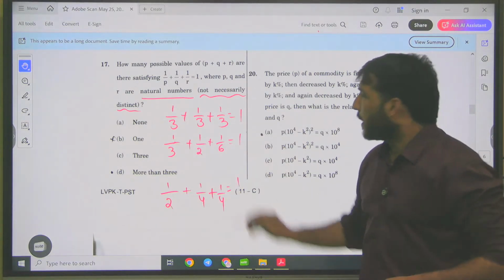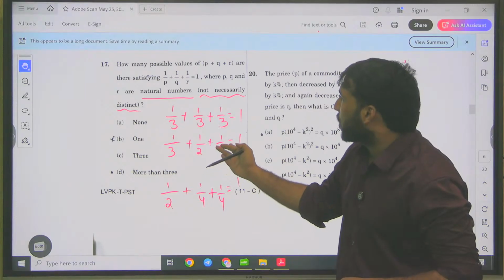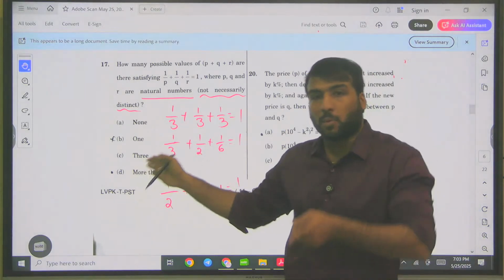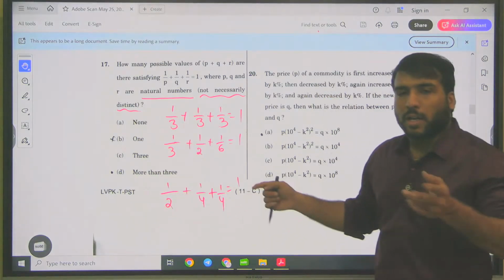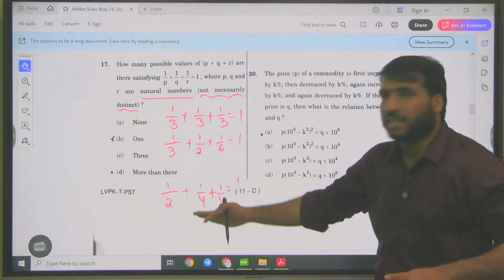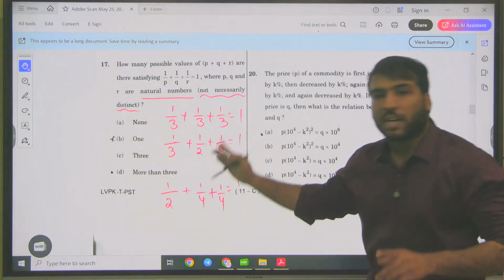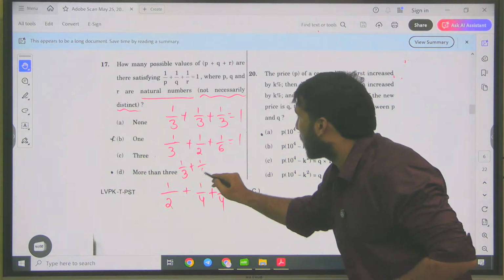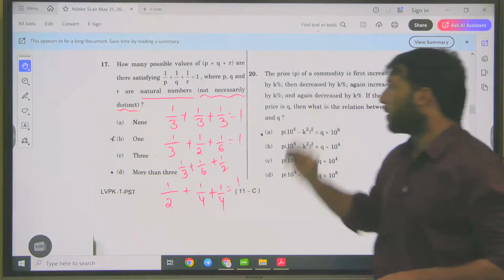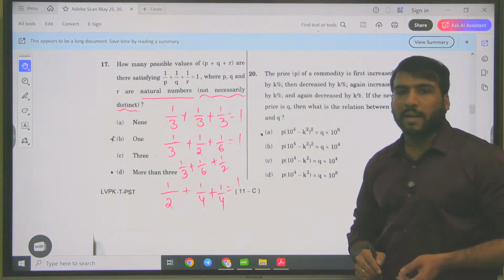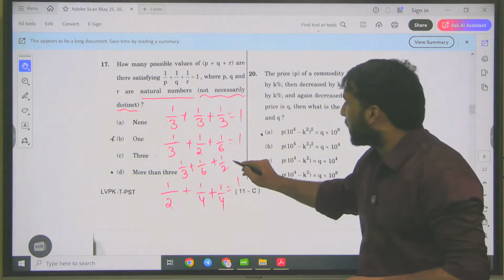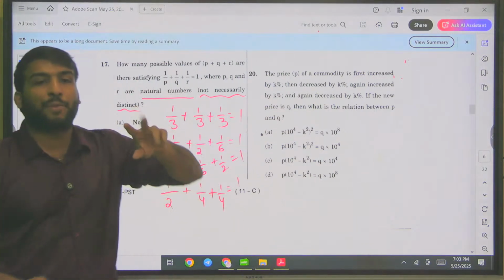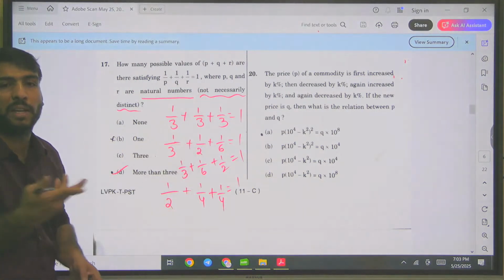Okay, but if I change the values of Q and R, I am going to get more than 3. But still, if I don't change and write as it is, only 3 possibilities. If I change the values, like I can write it as 1/3 plus 1/6 plus 1/2 also, right? I can take like this also, right? So how much am I getting? 1. So it can be more than 3. If I change or replace the values, I am getting more than that.